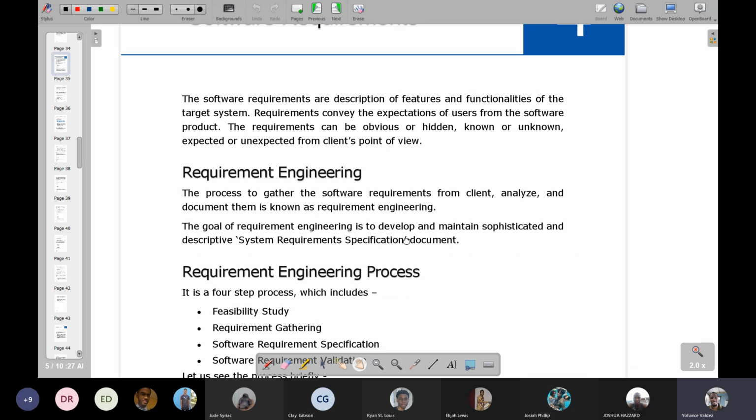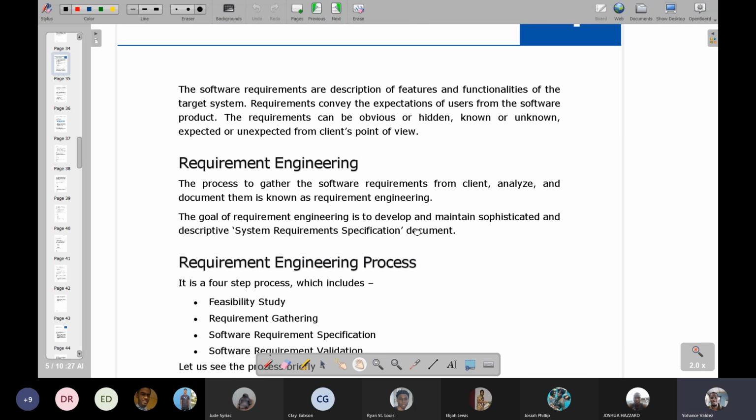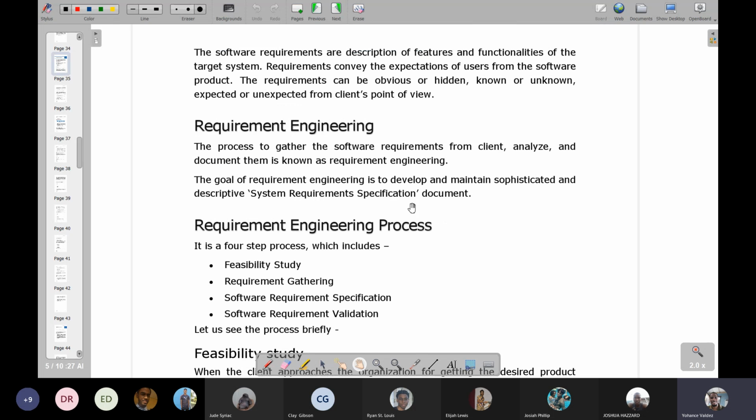So what are the requirements? The requirements are essentially your features and functionalities of your target system. Requirements basically say what the expectation is from the user perspective for the software. Requirements might be entirely obvious. So if you have a student management system, of course, you know that some of the requirements would be for the system to be able to hold data on students, to be able to see what classes the students are assigned to, and those kinds of things.